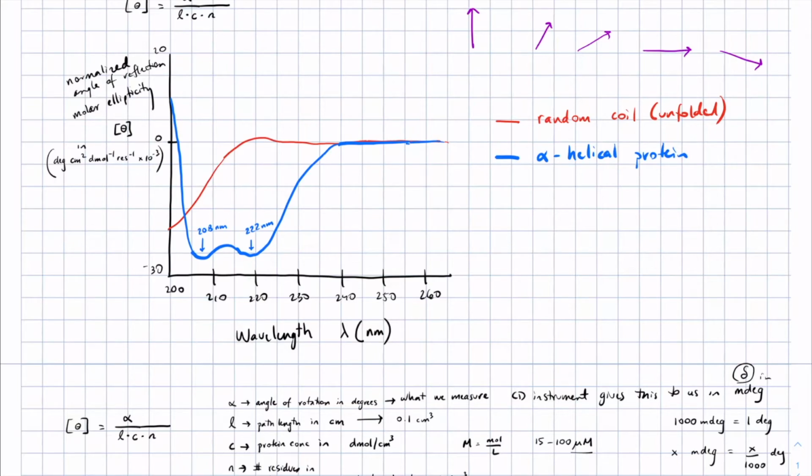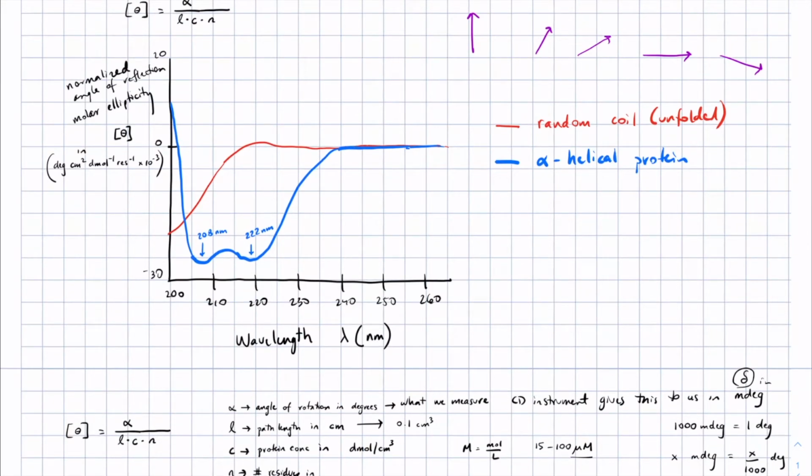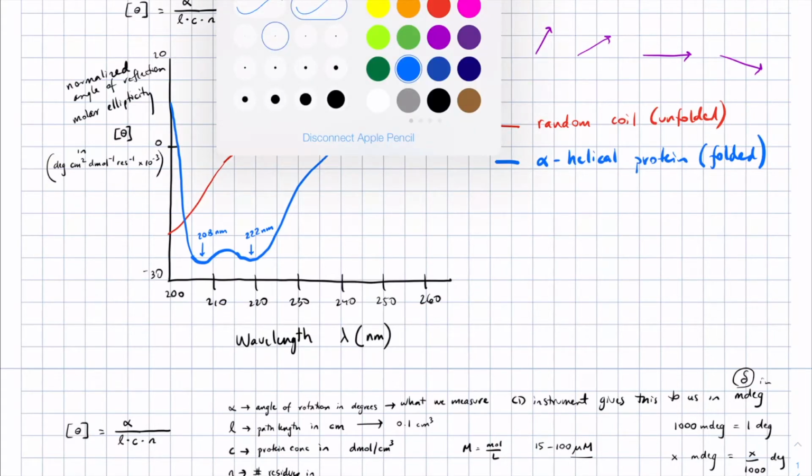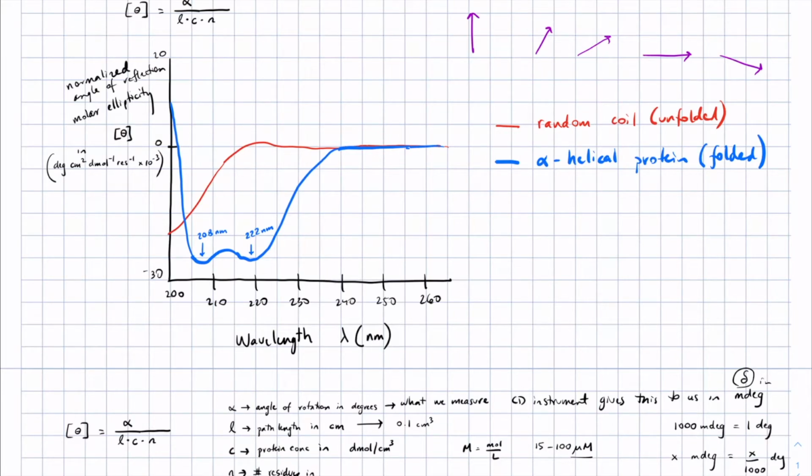But an important point here is that there is a difference in the CD signal of a folded protein that's alpha helical versus a random coil protein that's unfolded. You can see quite a large difference. We'll illustrate it with a dotted blue line here at 222. Quite a large difference between molar ellipticity values. And that means you can tell whether something's folded or unfolded.